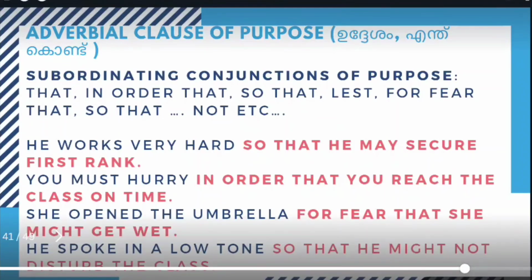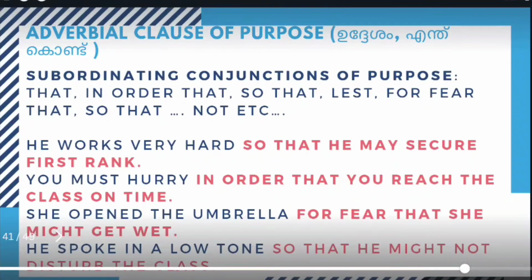Next one, she opened the umbrella for fear that she might get wet. So she opened the umbrella. അവൾ കുട തുറന്നു. That is the main action. And what is the purpose of the action? For fear that she might get wet. നനയും എന്ന പേടിയുള്ളത് കൊണ്ട് കുട തുറന്നു. So നനയും എന്ന പേടിയുള്ളത് കൊണ്ട് for fear that she might get wet, that is the adverbial clause of purpose.